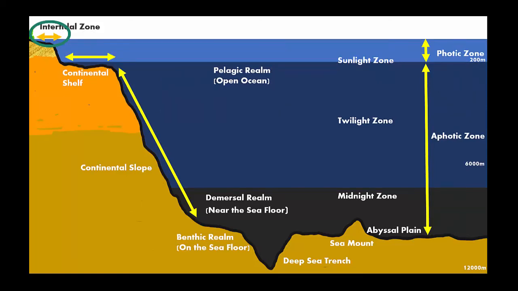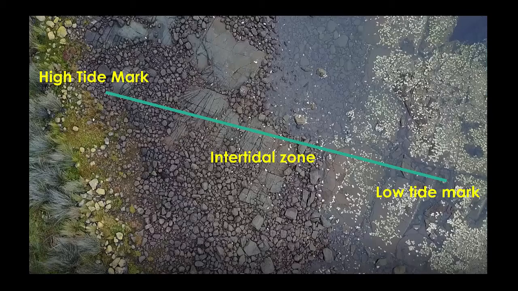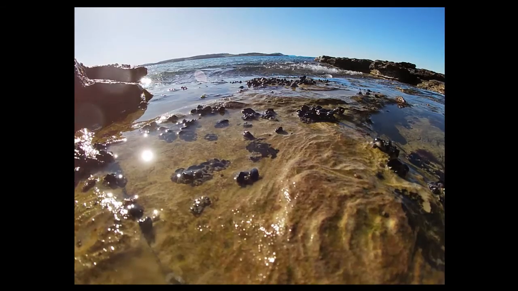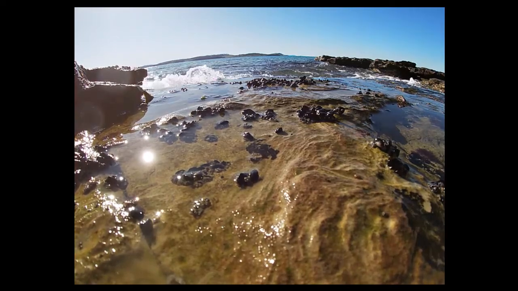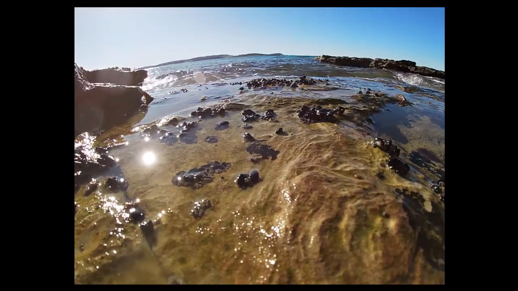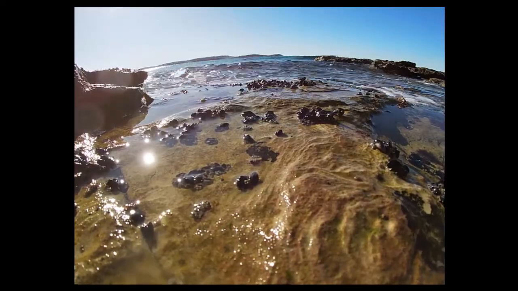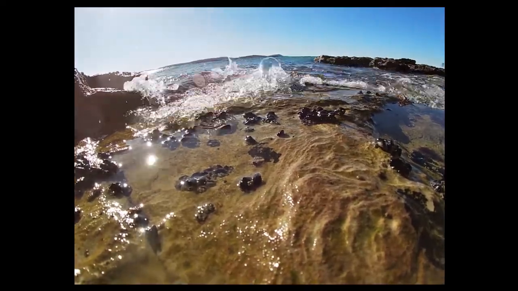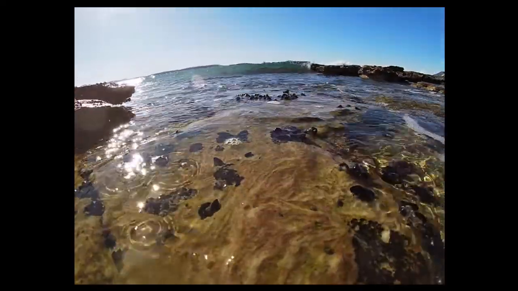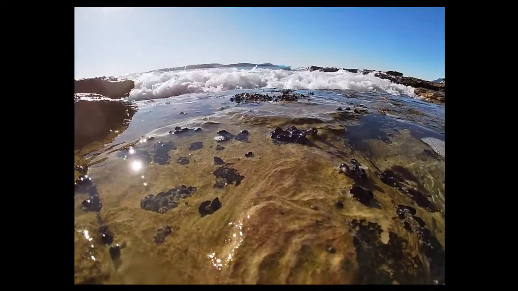The Intertidal Zone is the area between the high and low tide mark. Animals and seaweed living in the intertidal zone spend some of their day underwater and some of the day exposed to air. These organisms have an array of adaptations, both physiological and behavioural, to cope with these changing conditions.